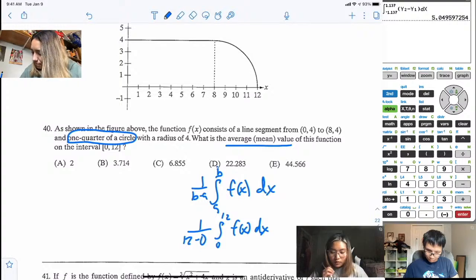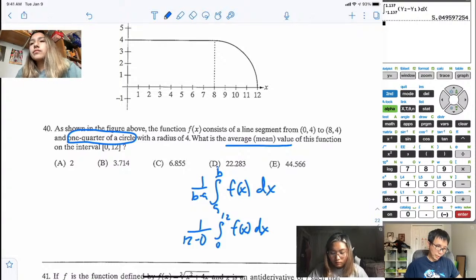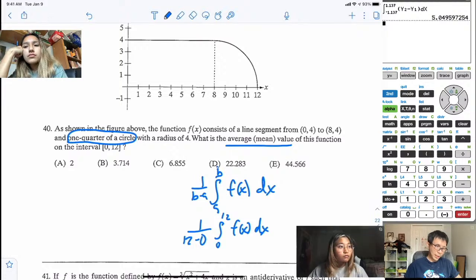Is it something to do with the ordered pairs they gave us? Can you speak up, Andrea? Does it have to do with 0, 4, and 8, 4? Okay, 0, 4 to 8, 4. So yeah, it has something to do with that.